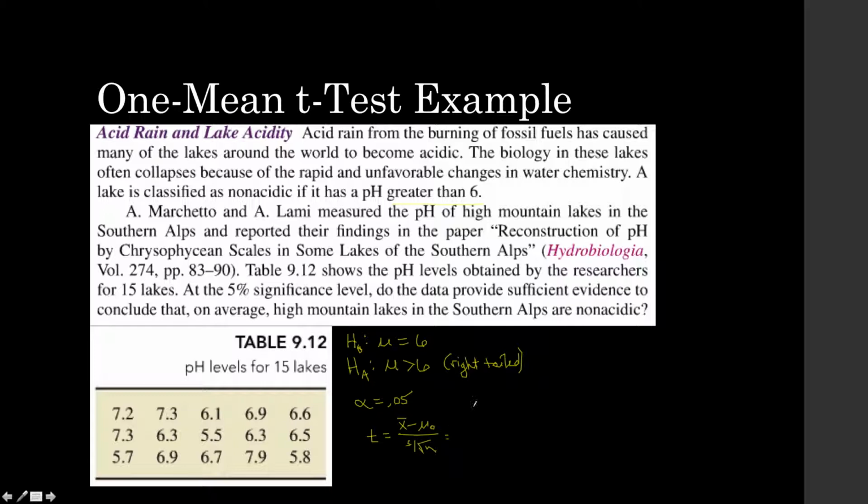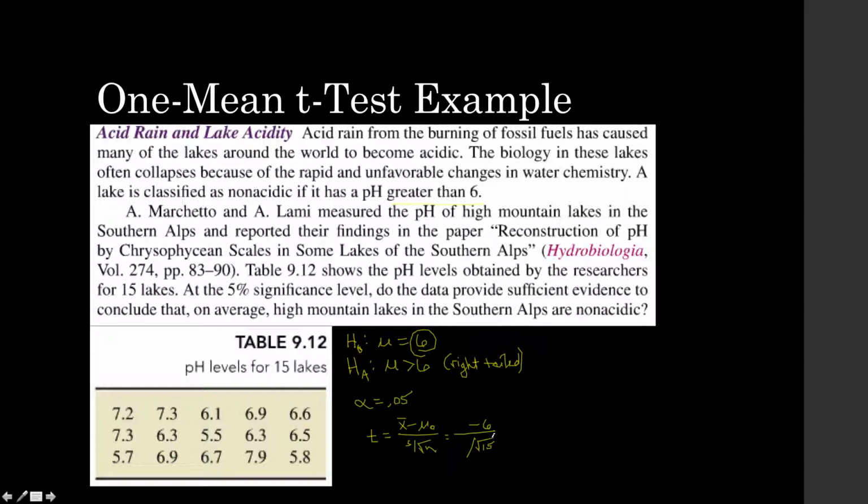Okay, so we know the population mean, which is 6. 6 has to be our population mean here. We also know that there are 15 values, so we know n. The two things you're going to have to find for this problem are the sample mean and the sample standard deviation.